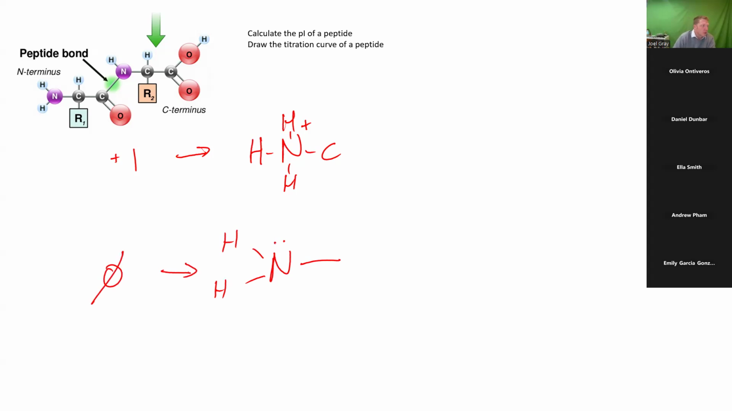The C termini of every amino acid, I'm going to go ahead and erase my alpha carbon there. The C termini looks like this when it is protonated. It has an OH, a carboxylic acid or carboxyl functional group, and it has no charge whatsoever. When it's deprotonated, it looks like this and has a -1 charge.